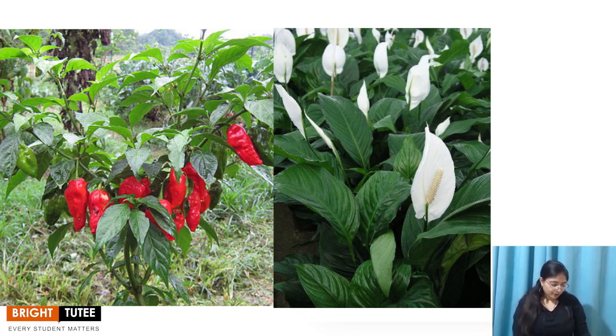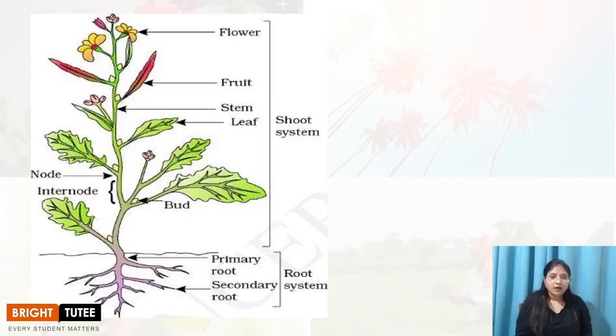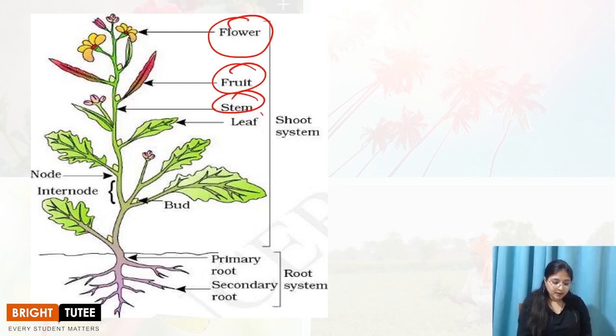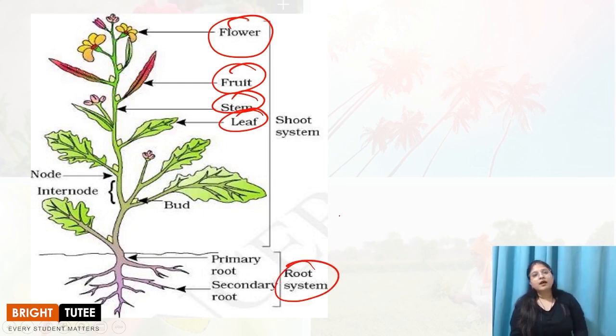When we talk about the different parts of the plants, we have flower, fruit, stem, leaf and root, right? These are the basic types of parts that we have, and depending on these parts we are able to recognize the plants, and we are going to study all of these parts in detail. Before we do so, we will first classify the different kinds of plants that we observe.